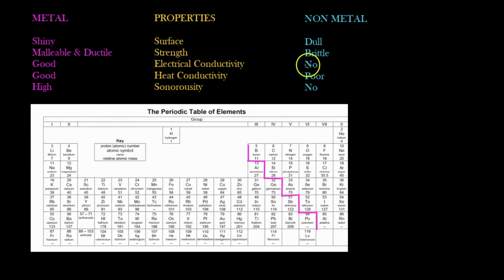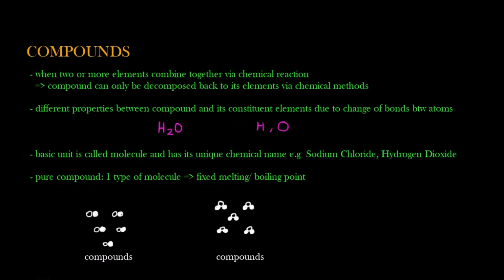Next is electrical conductivity. It does not conduct electricity, and it's a poor conductor of heat. If you heat up one side of it, you cannot really feel it on the other side. For sonorosity, sound waves cannot really propagate through non-metals. So that's the difference between metals and non-metals. Let's move on to compounds.